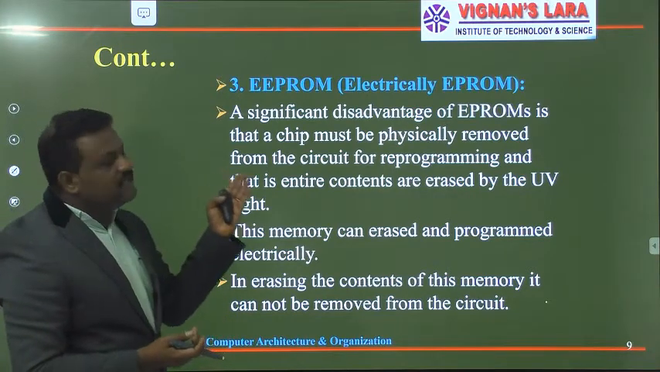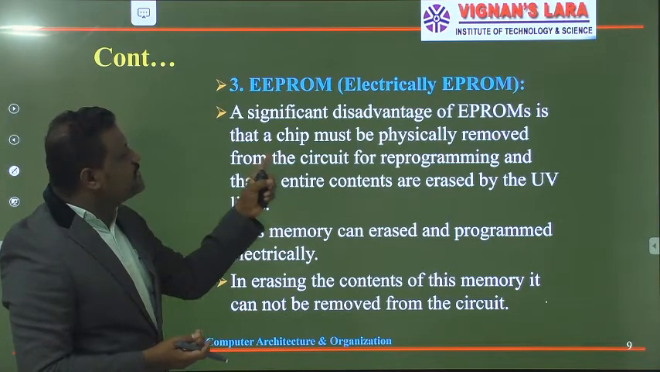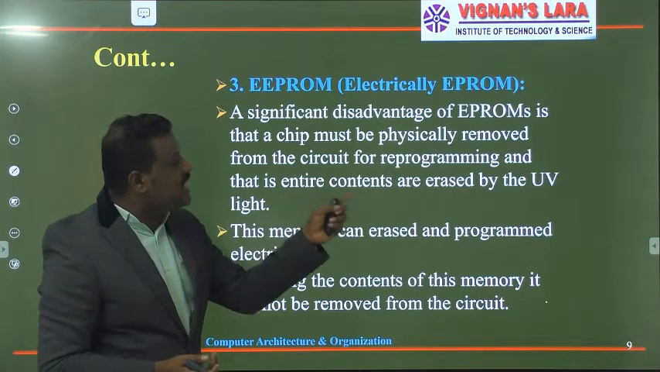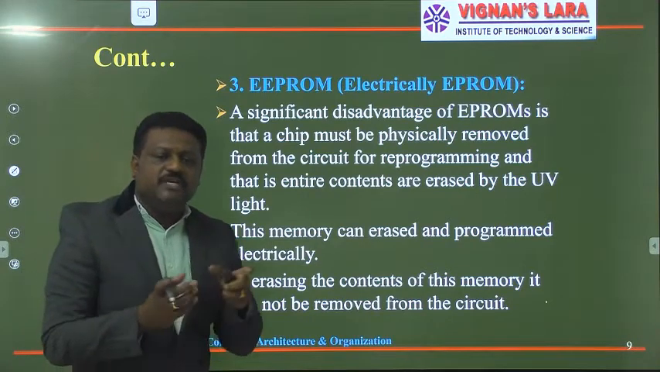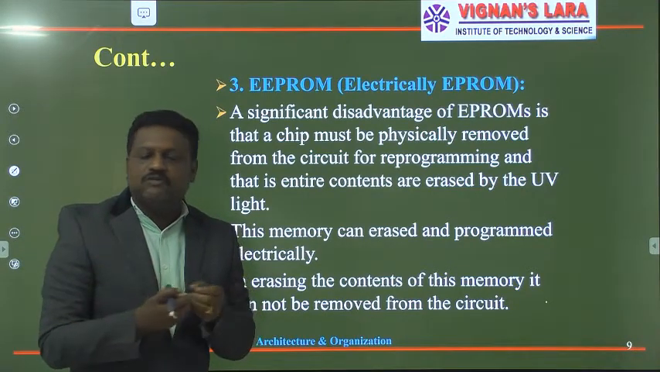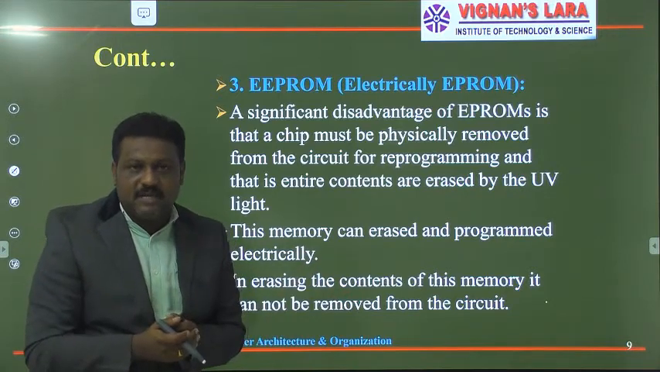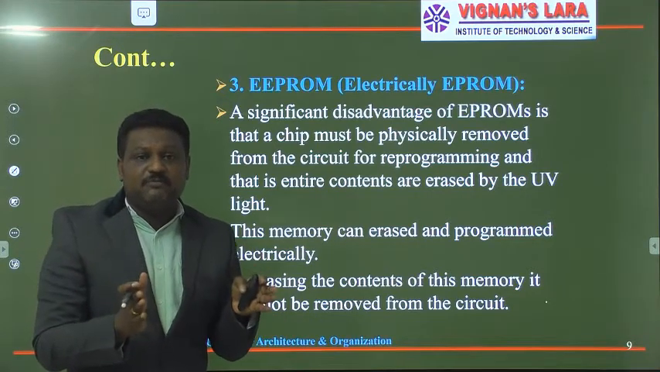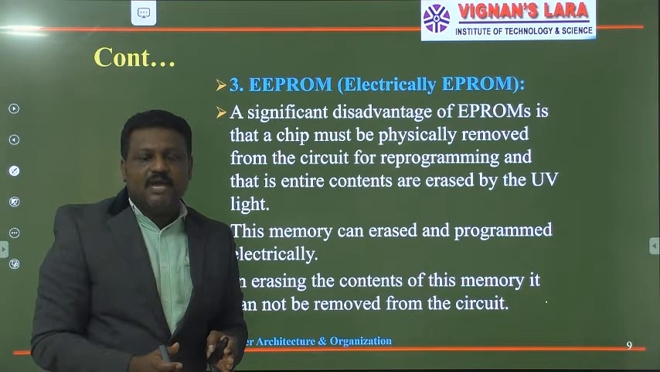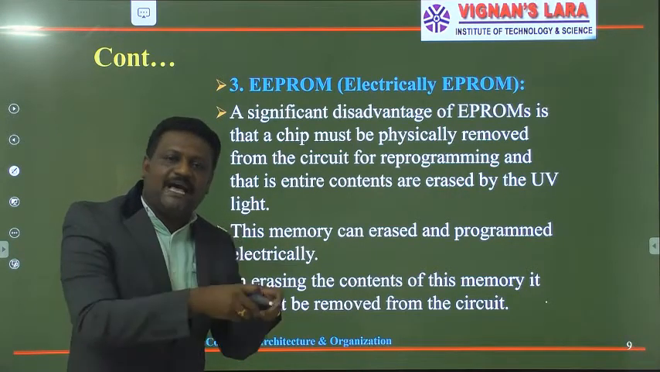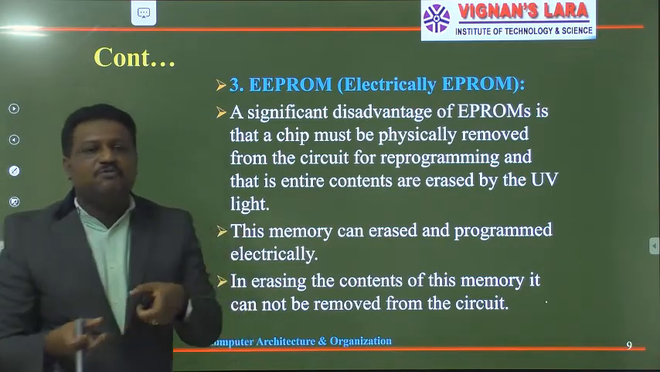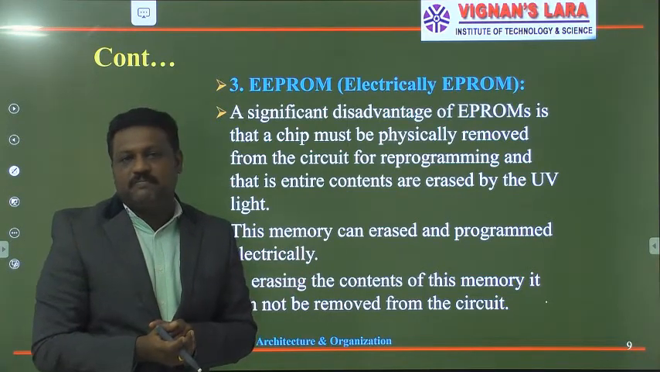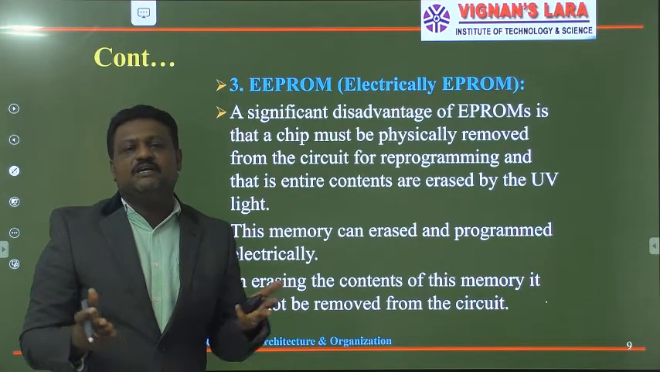So the significant disadvantage of EPROM is that a chip must be physically removed from the circuit for reprogramming, and its entire contents are erased by UV light. That is the major problem with EPROM. One thing is I am unable to alter a single bit or a byte or a block of bytes; instead I can only erase the whole thing already present in that memory chip. It is not possible if that memory chip is present in a circuit. If I want to alter the information in an EPROM chip, first of all I have to remove that memory chip from the circuit itself. Later I have to expose it to UV light. By doing this, I can erase all the information already present in the memory chip. It is a time-taking process and somewhat complex.